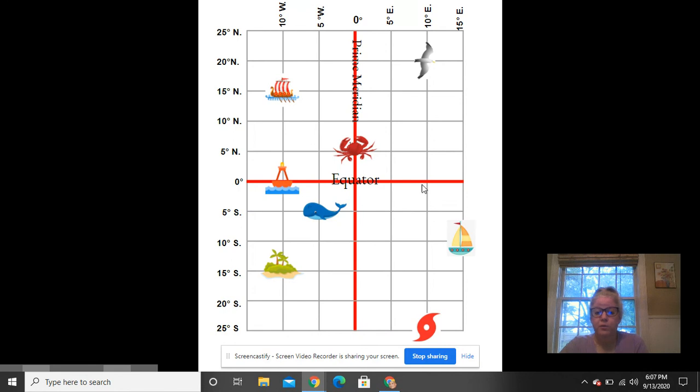Okay, so if you think of a map and you think of latitude and longitude locations or coordinates, just like a big coordinate grid, that will help you to find any location on a map.